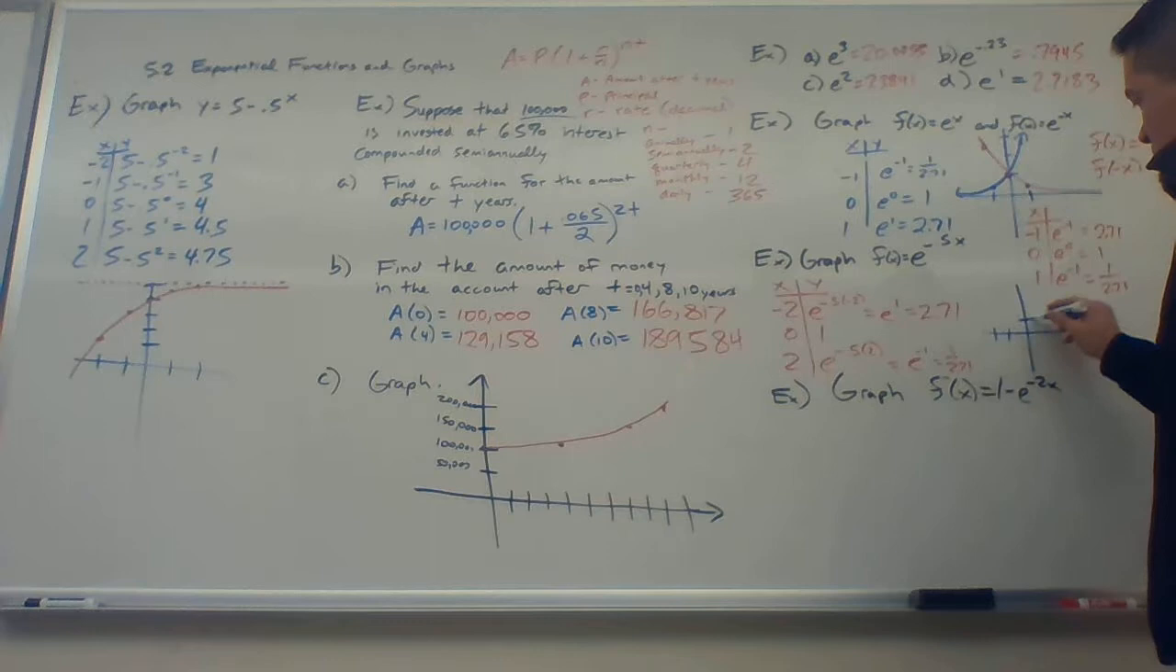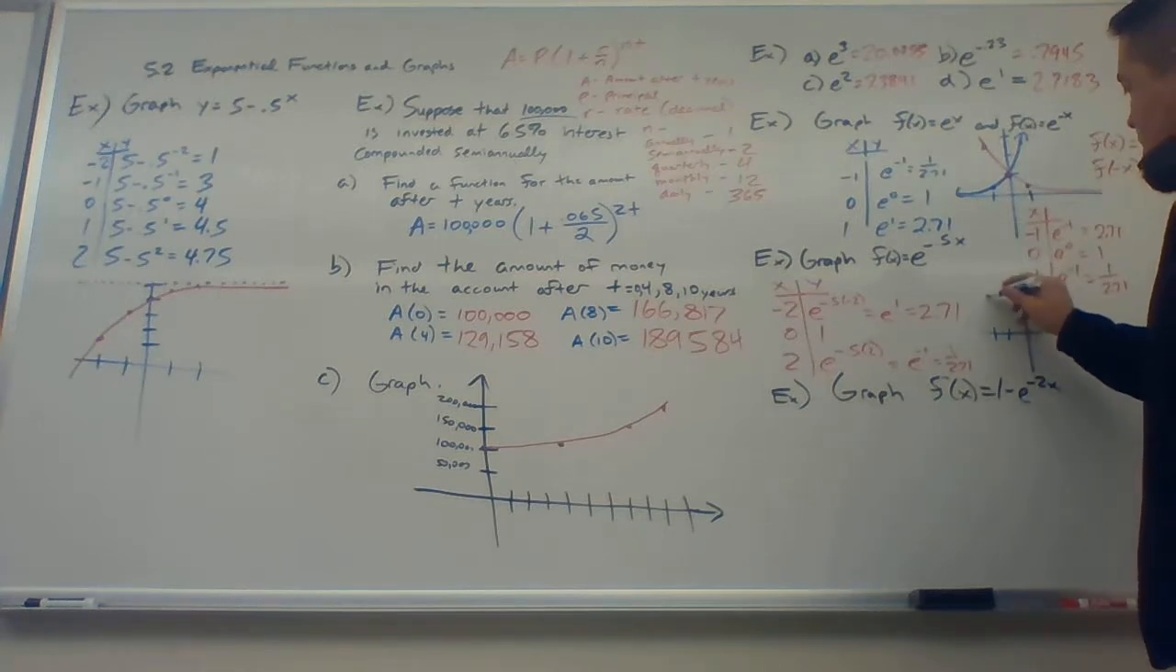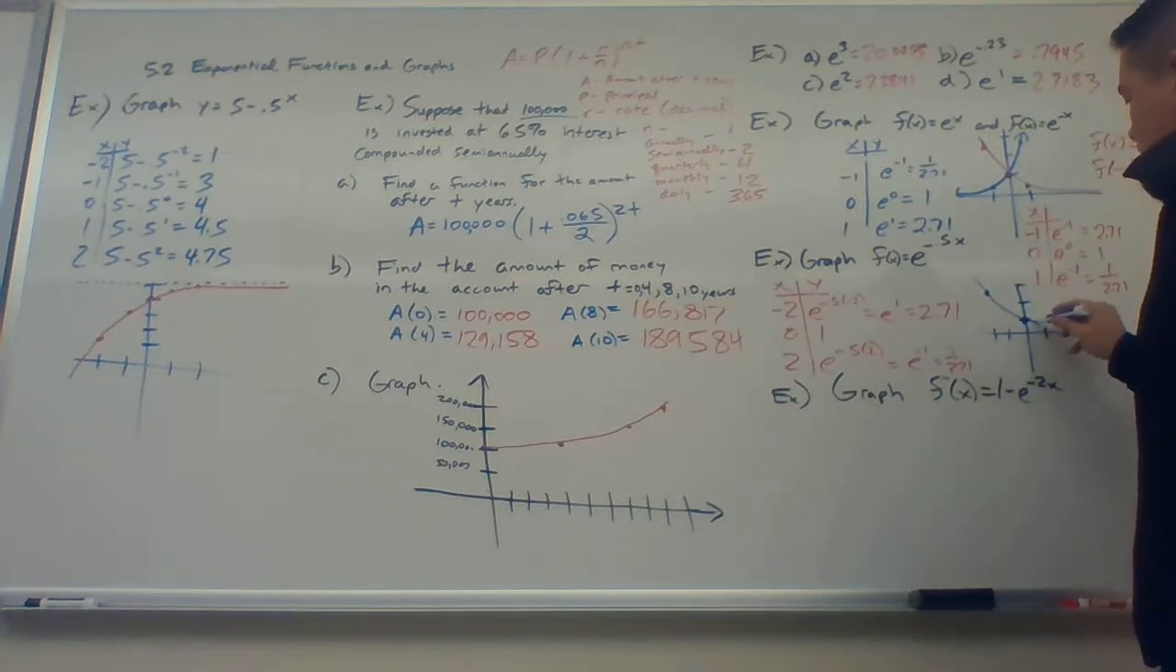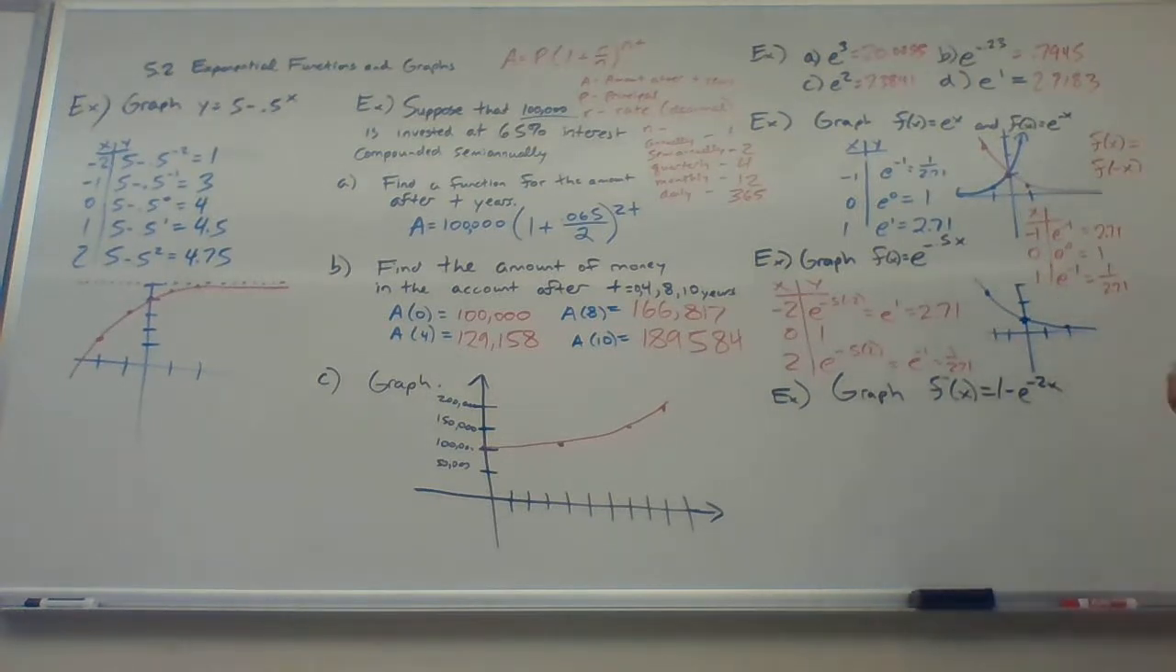Negative 2, 2.71, it's about here. 0, 1 is here. 2 would be about there. So we got kind of like this horizontal stretch going as compared to what we had up here, right? So this one's kind of stretched out.